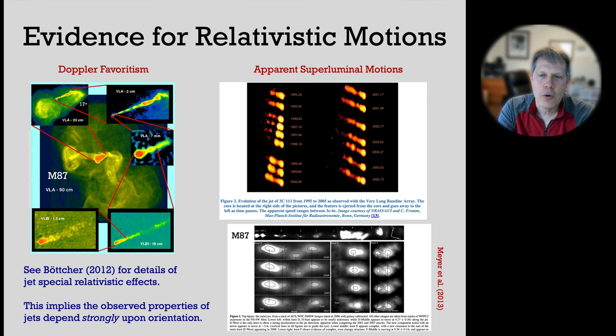They could then work out the corresponding velocity, and they deduced that the jets appear to be moving superluminally. In this system, they appear to move at 3 to 6 times the speed of light. In this system down here at the bottom, M87, which has been extensively studied, they appear to move, I believe, at 4.3 times the speed of light.